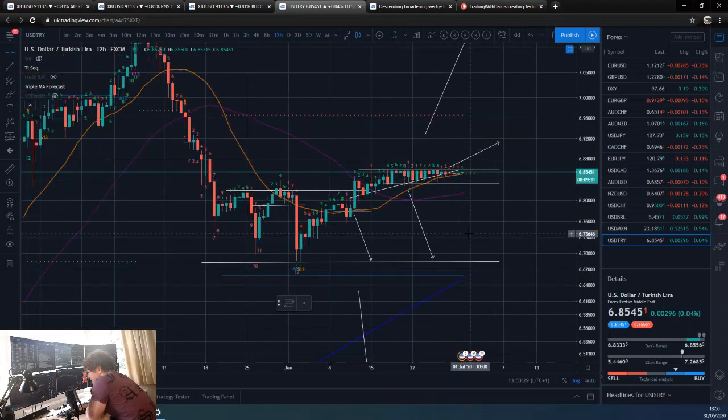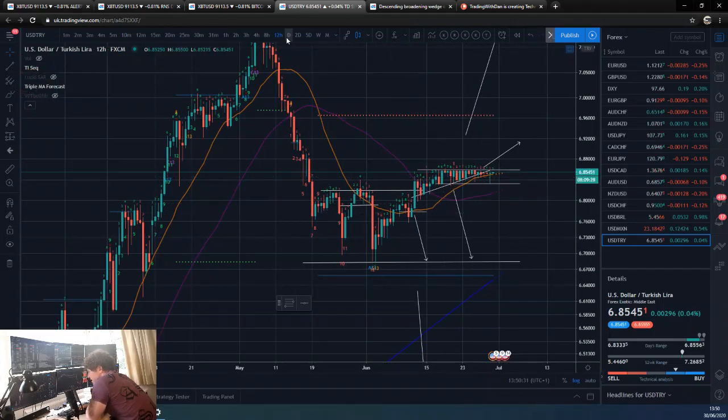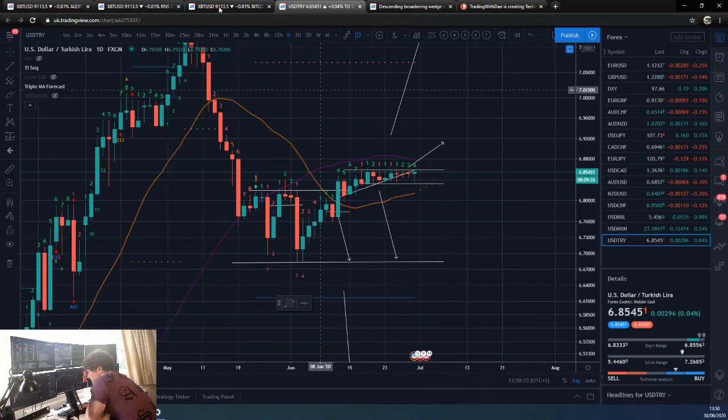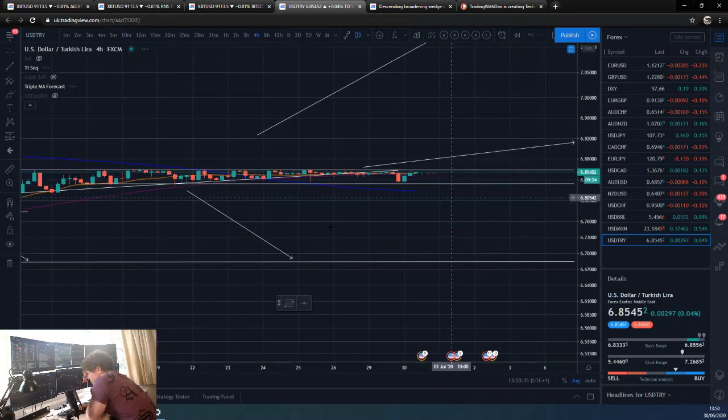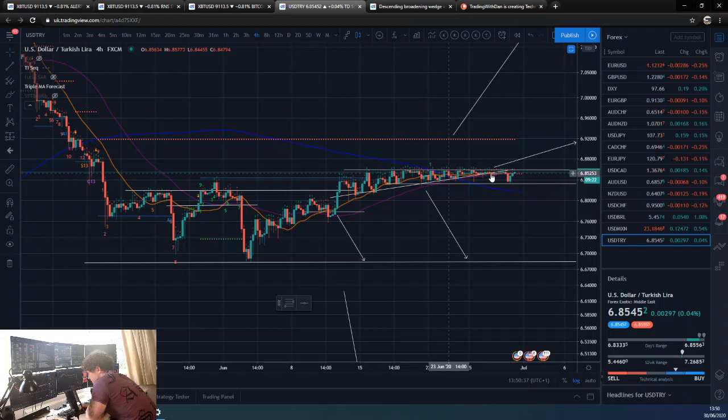US dollar. This has got to break this range at some point. There's going to be nothing to see here, TD wise. We're just waiting for a break of this range. Literally nothing other than a break of this range to look at.